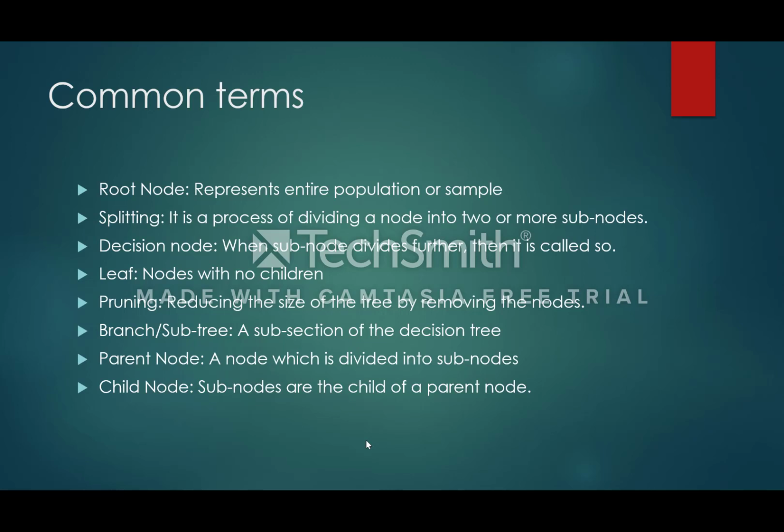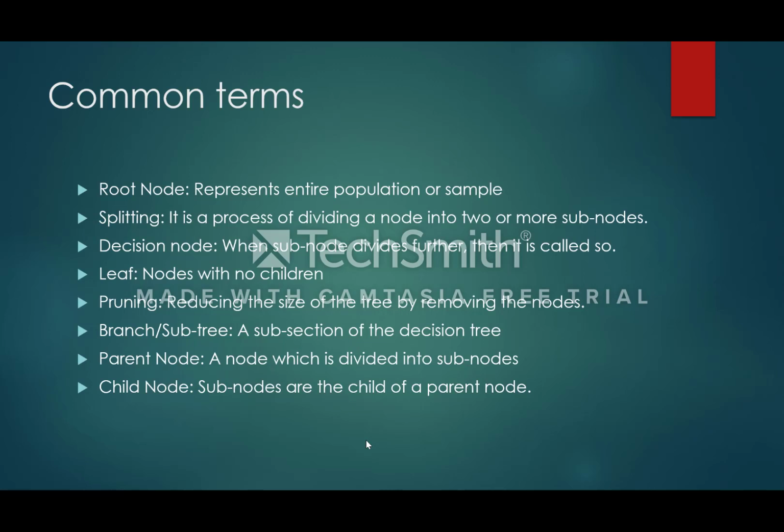The next term is splitting. It is the process of dividing a node into two or more subnodes. Then comes the decision node. When a subnode splits into further subnodes, it is called a decision node. Coming to the leaf, it is also sometimes called a terminal node. Nodes with no children, meaning there is no further split, are called a leaf or a terminal node. Now coming to pruning: when we reduce the size of a decision tree by removing nodes, this process is called pruning, which is kind of the opposite of splitting.